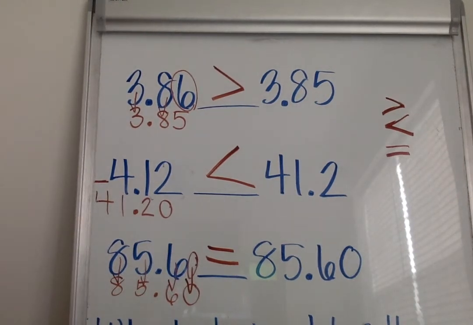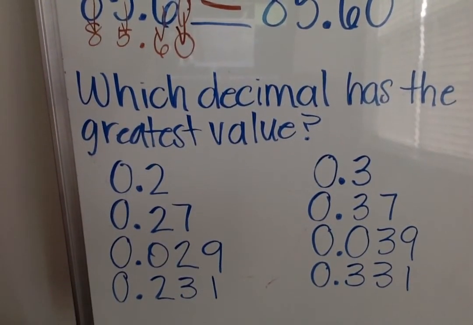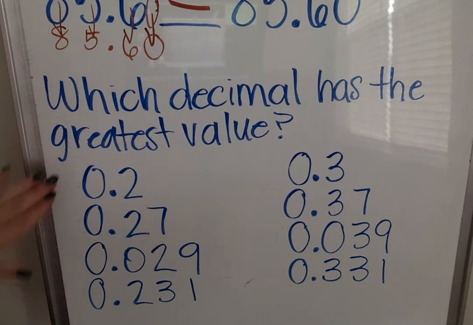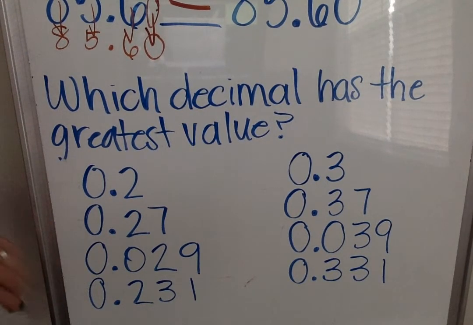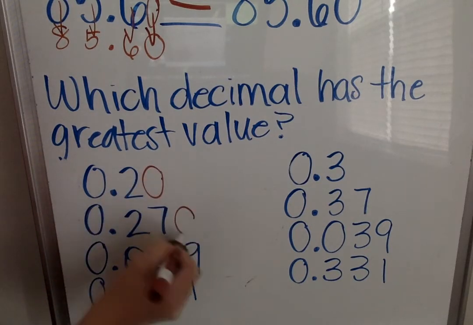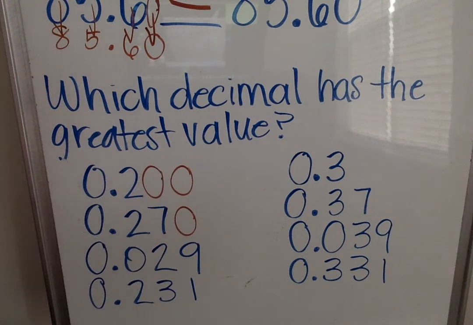All right. The last 2 questions that I'm looking at here ask which decimal has the greatest value. So I'm looking at this set of numbers first. I have 2 tenths, 27 hundredths, 29 thousandths, and 231 thousandths. So first thing, again, I'm going to make sure that I add my placeholders in there and line everything up. So I'm going to put a 0 there, 0, 0. So I've got everything lined up. I'm going to go through and start making my checklist. I have zeros in all of the ones place. So those are all the same.